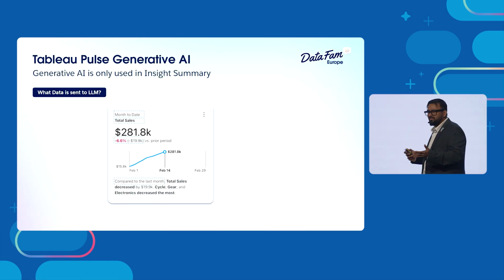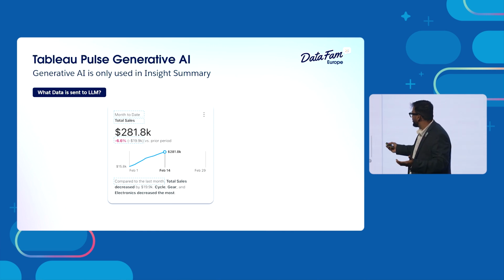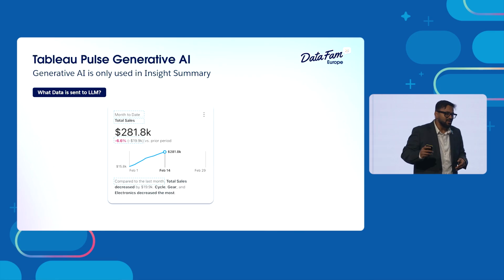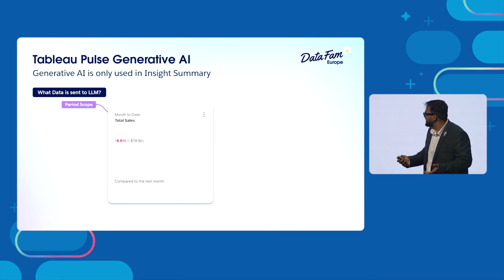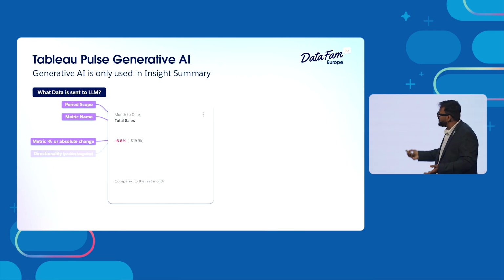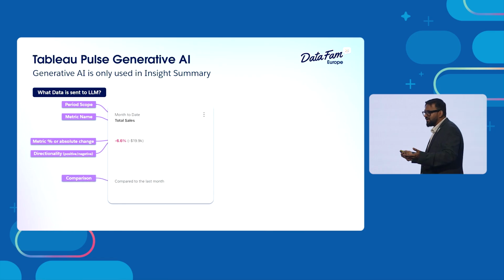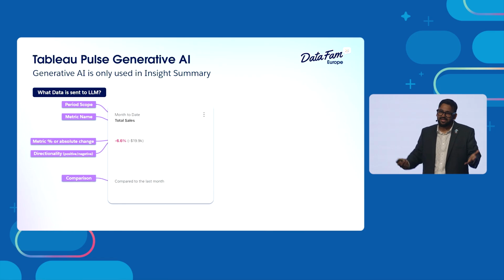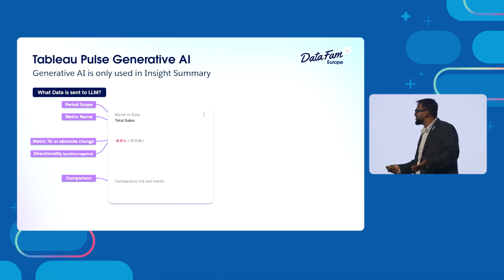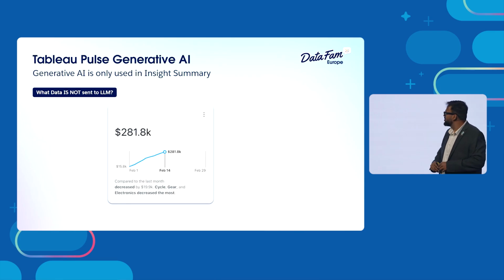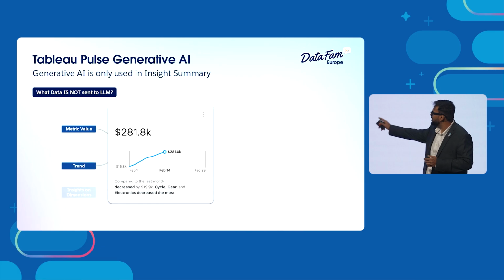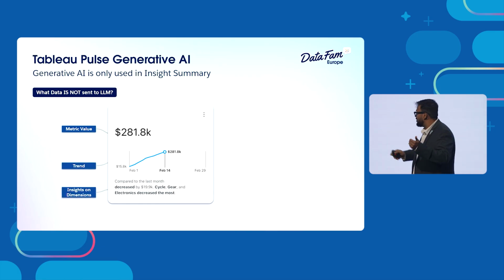The biggest thing that customers tend to want to know when it comes to trust is, I see these cards, which of these are you going to send to an LLM? If you notice, we're not actually sending anything sensitive. We're sending the period scope, metric, the change, the directionality, and comparison. Yes, granted, if you were to rename your metric name as my social security number, that's a problem, but nobody does that, so that's not a big issue. What is not sent to the LLM is the actual metric value. How much did you make? What was the trend? All this sensitive information is never sent out to an LLM.